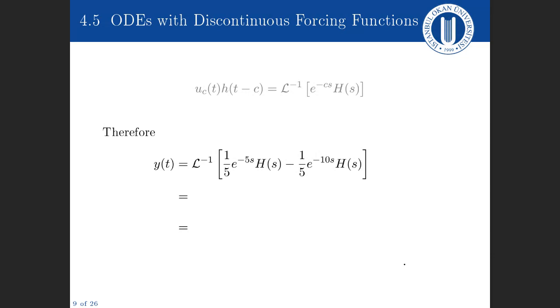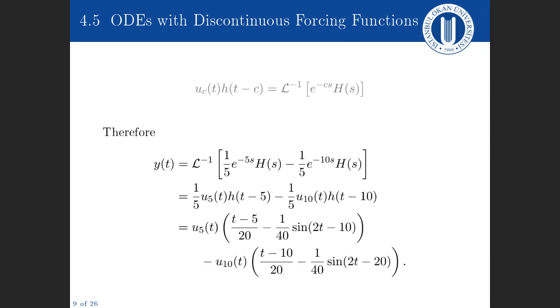Again, I've written the shifting formula at the top. Small y must be 1 over 5, u_5 of t, small h at t minus 5, minus 1 over 5, u_10 of t, h at t minus 10. And then we're ready to write down the answer. We know small h, we can substitute that in, and we can replace t by t minus 5 or t minus 10. And we get this.